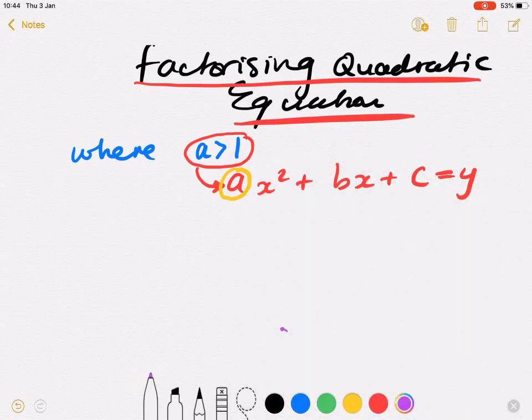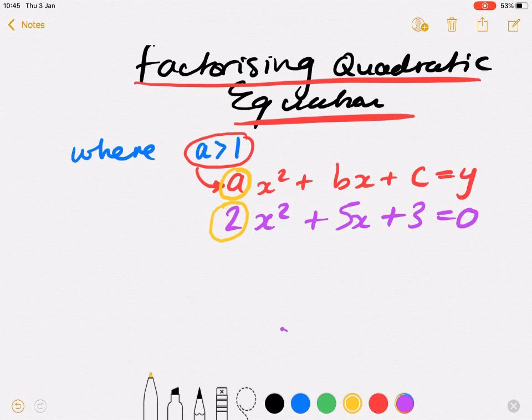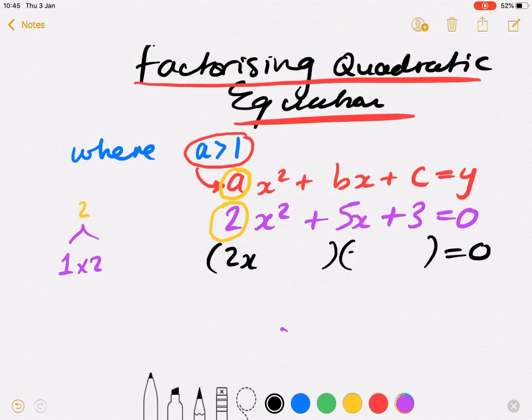Here we go. First example. So we have 2x squared plus 5x plus 3 equals 0. As we can see from this quadratic equation quite clearly, our a value, the coefficient of x squared, is not equal to 1, it's greater than 1. Now, because 2 is a prime number, when we split 2 up, the factors of that are 1 and 2. So the brackets will have to split up with the 2x and an x in order for us to regenerate a 2x squared.